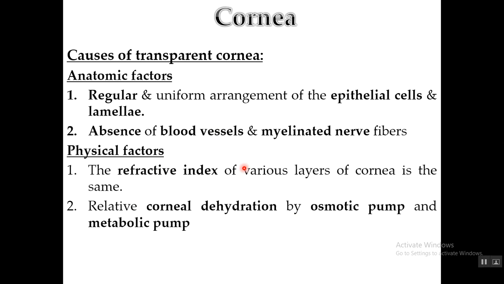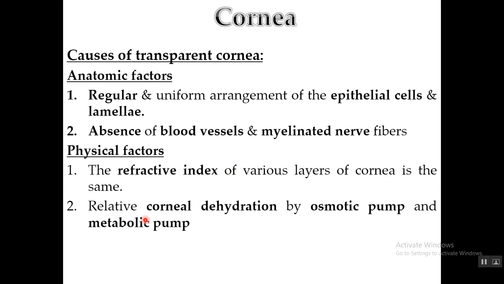Because the refractive index, as we said before, is one of the factors which affect refraction: if the light is transmitted from a medium with a certain refractive index and passes to another medium with another refractive index, it will be refracted. Because the refractive index for all 5 layers of the cornea is the same, no refraction occurs.